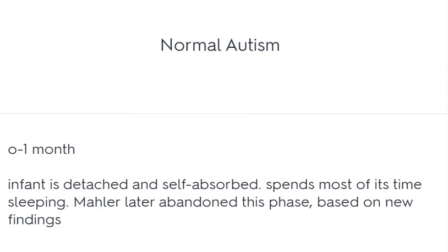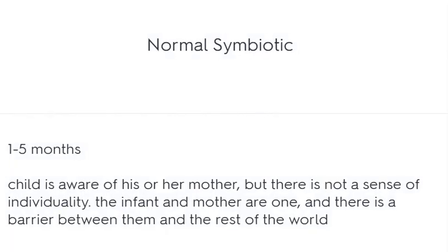Normal autism. A 1-month infant is detached and self-absorbed, spends most of its time sleeping. Mahler later abandoned this phase based on new findings. Normal symbiotic. 1 to 5 months, child is aware of his or her mother, but there is not a sense of individuality. The infant and mother are one and there is a barrier between them and the rest of the world.